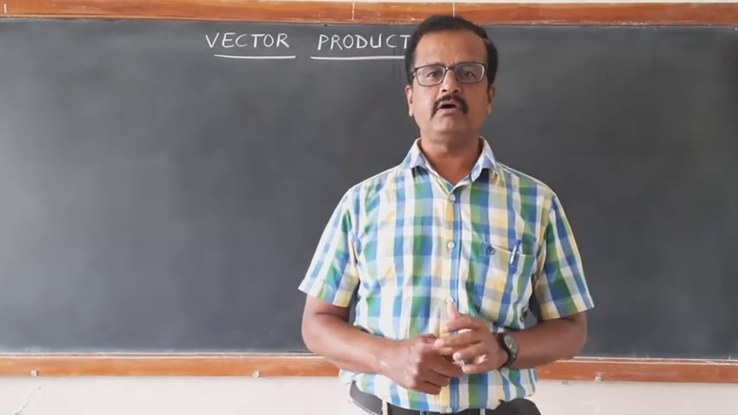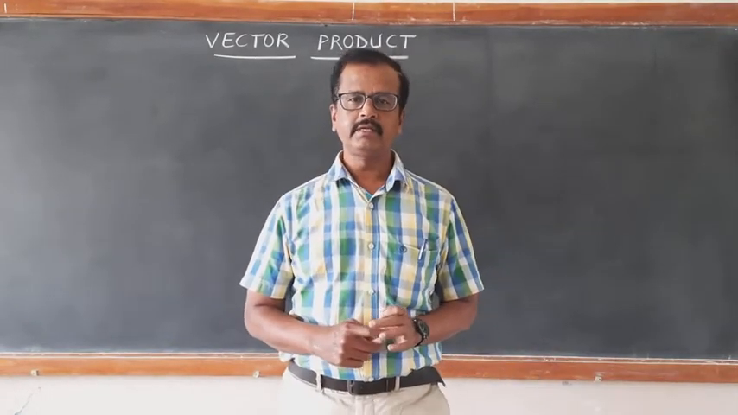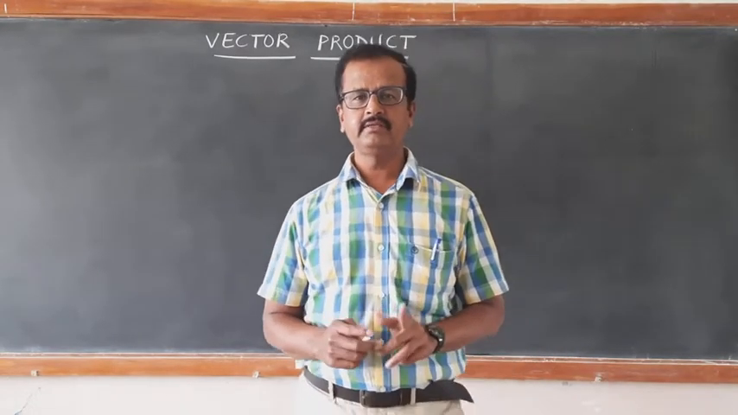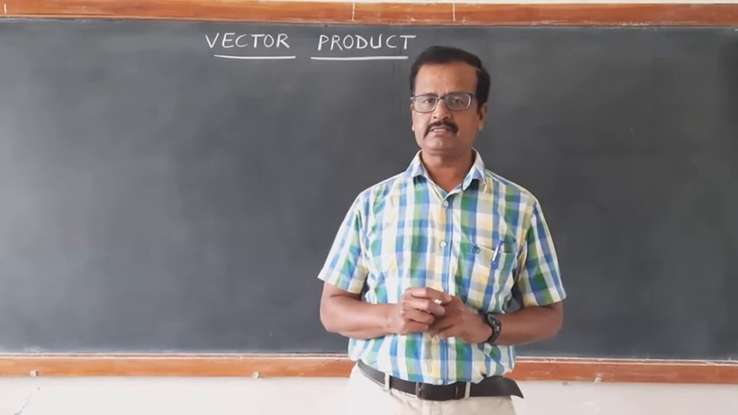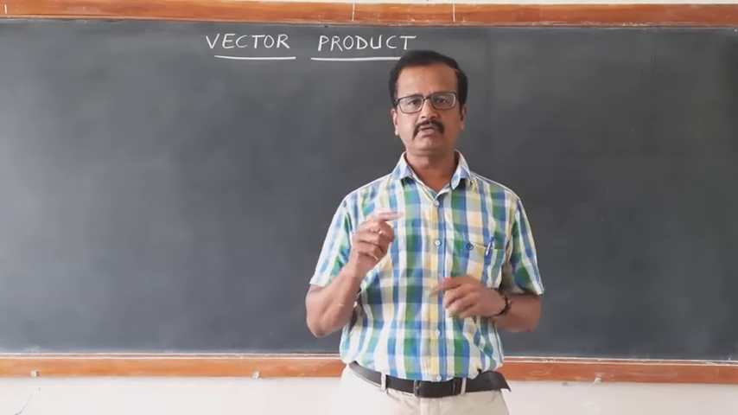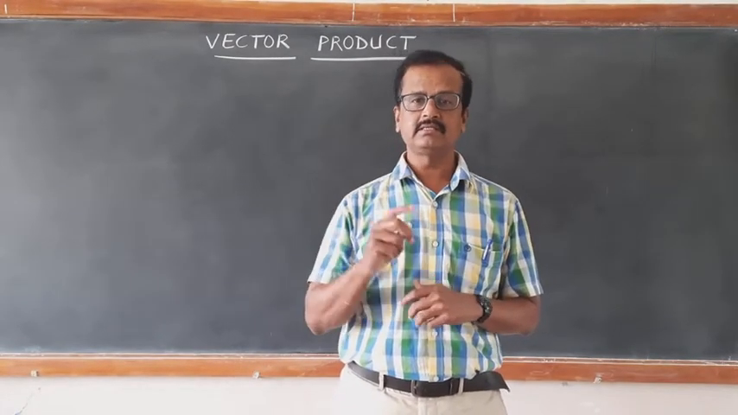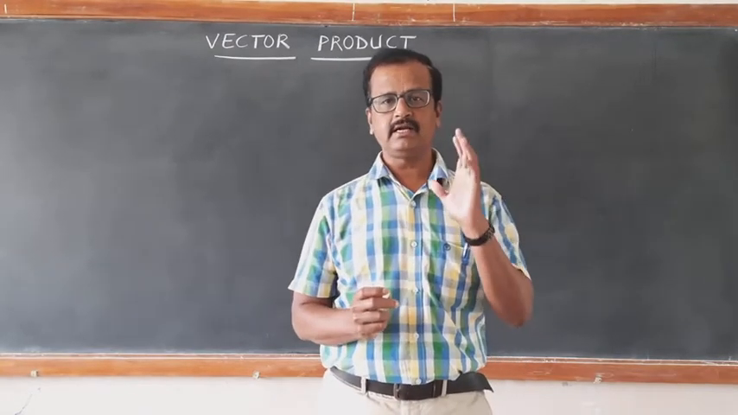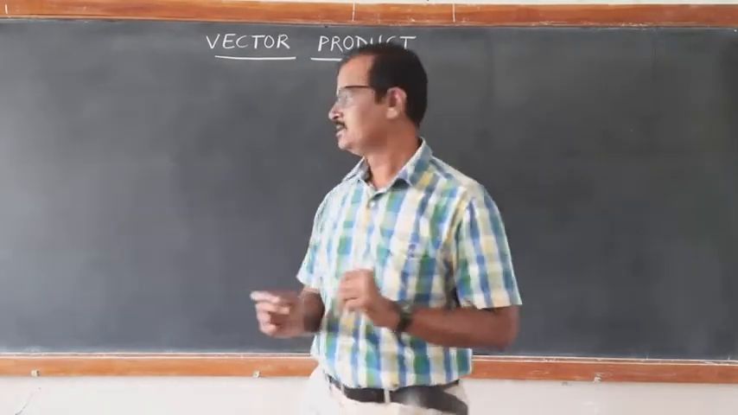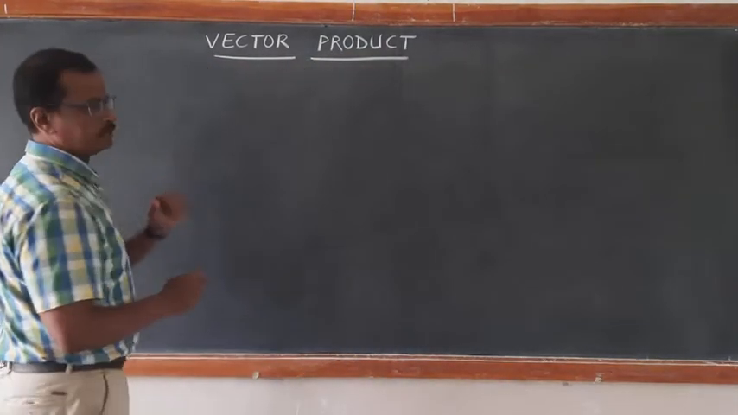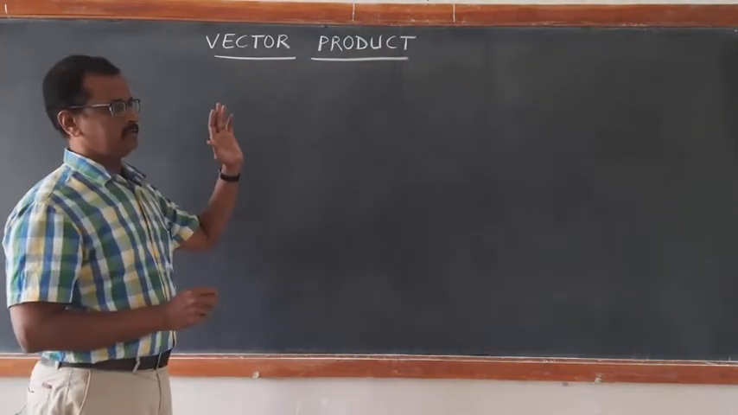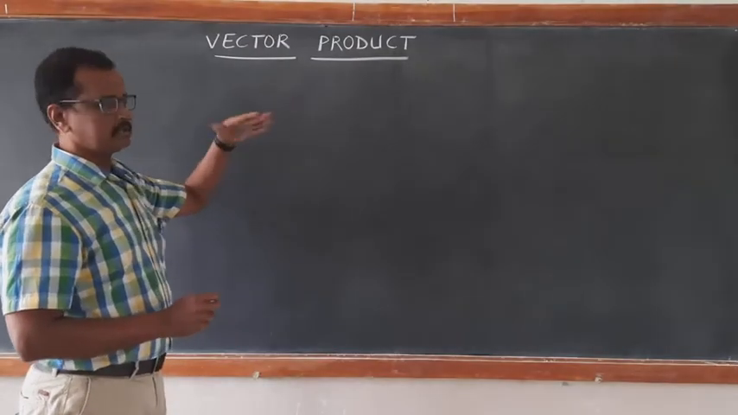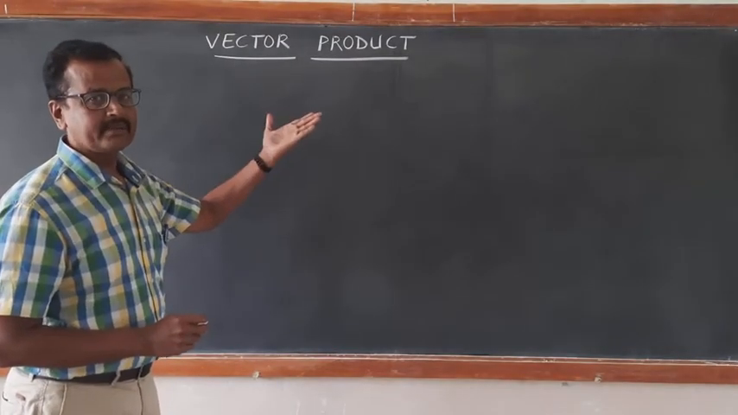Another product of vectors. Earlier we have learned the scalar product of two vectors. Today we will learn the vector product of two vectors. It is called vector because the result is another vector quantity. So let us consider there are two vectors A and B. When A and B undergo vector product, the result is another vector C.